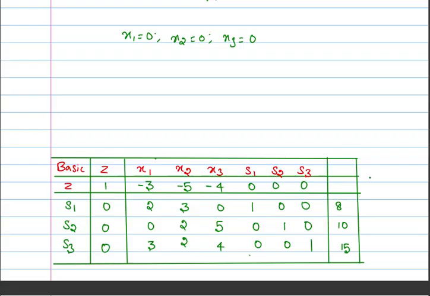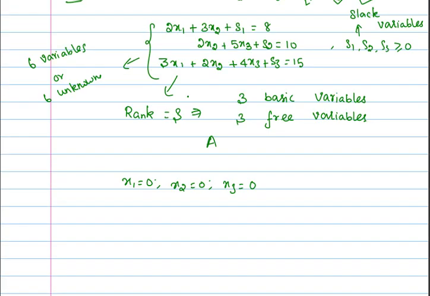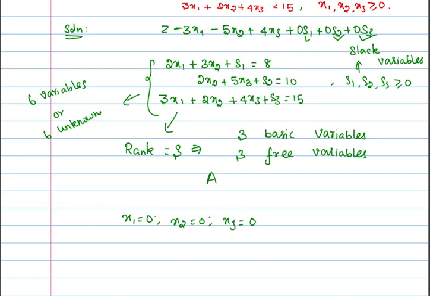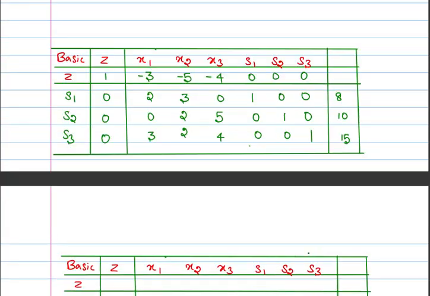Next, what is the Z value? Suppose x1, x2, x3 are 0, then the coefficients contribute 0, so the maximum Z value you will get is 0 for this step. That is why we call this column the solution column.